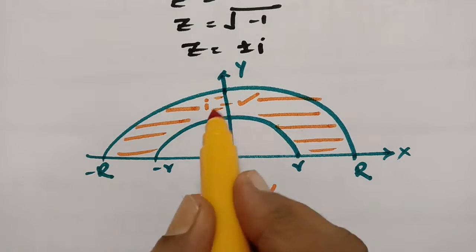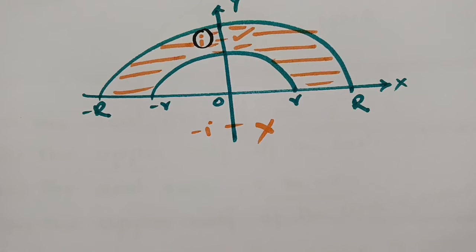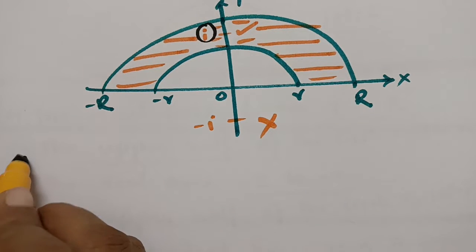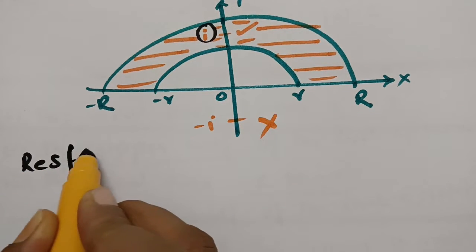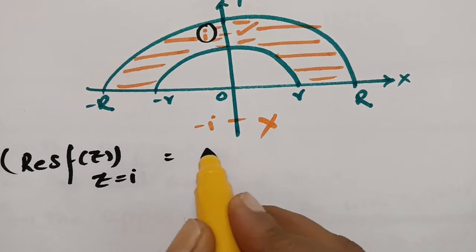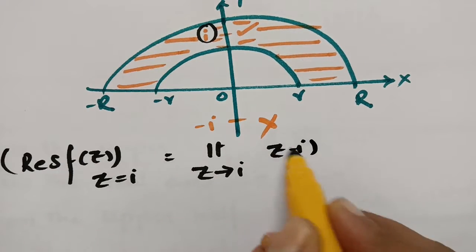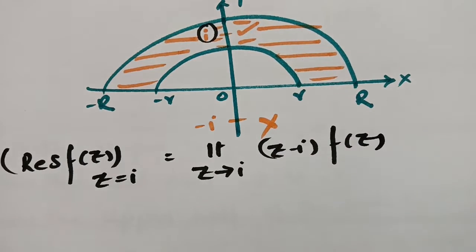So in this closed contour we have i. So i is within this closed contour and minus i is outside the contour. If you have a pole within the contour, we have to find the residue for the interior pole. So this is the residue of f of z for the interior pole z equal to i. As it is a simple pole, this is the limit as z tends to i of z minus i into f of z. Clear?